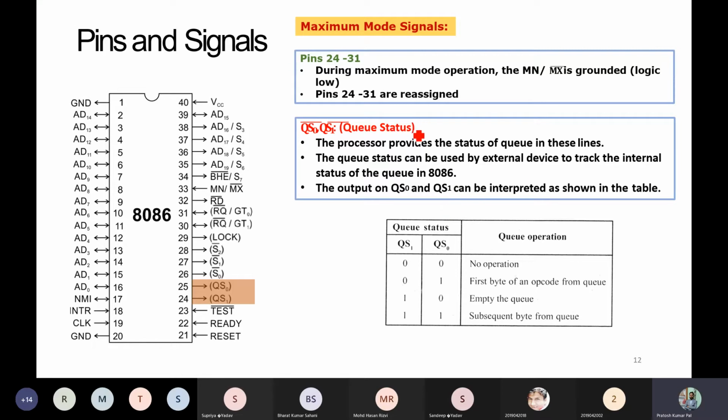Next one is QS0 bar and QS1 bar. This is the queue status. These two are also status signals, and they give the status of the queue. As we discussed in the properties of the 8086, it has a queue register. What type of operations are being performed in the queue, and whether the queue is available or not, is indicated by QS0 and QS1.